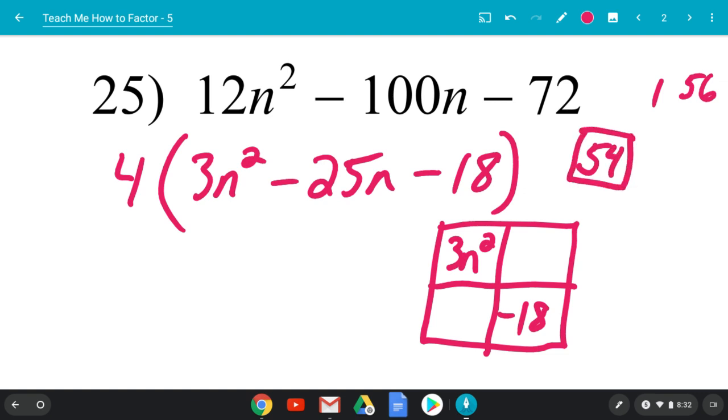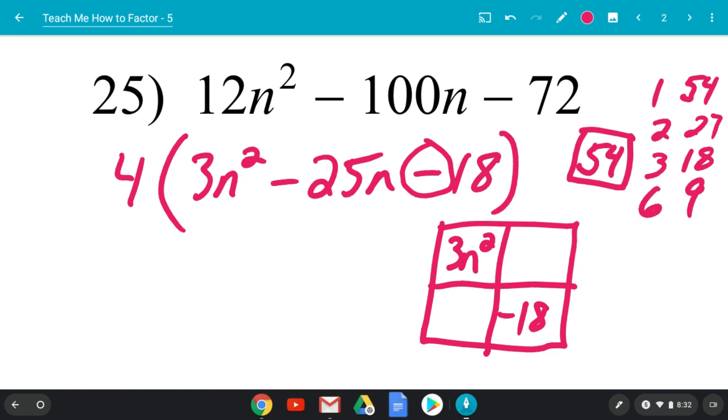54, not 56. Thank you. 54. All right, so 1 and 54, 2 and 27, 3 and 18, 4, no, 5, no, 6 and 9. Which of those come together to get me a 25 with opposite signs?